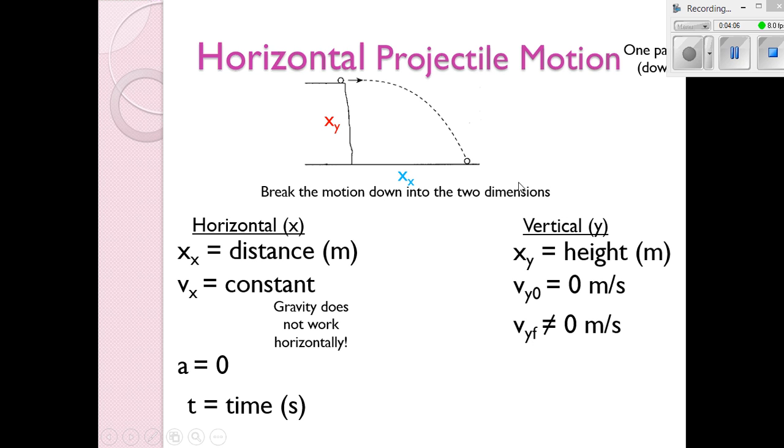However, the final velocity, that instant right before it smacks on the ground, the velocity in the y direction is not equal to 0. Okay? Of course, we know acceleration is due to gravity, which is negative 9.8 meters per second squared. And then, of course, we still have time in the vertical direction.